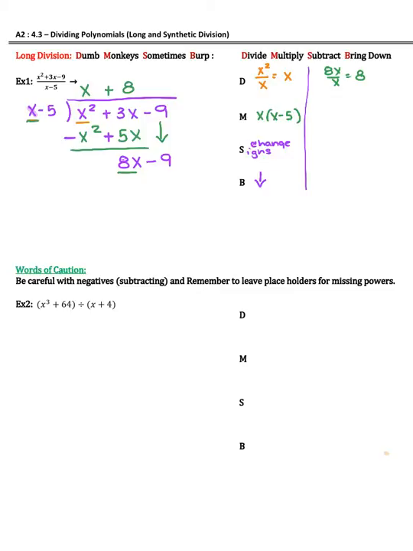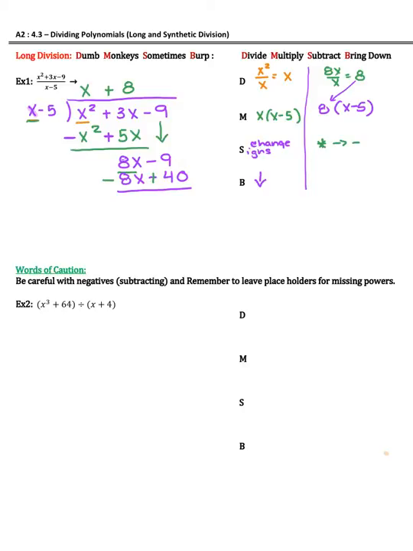Then we do our multiplication. So it's going to be 8. It's always going to be multiplying this by your original divisor. And the answer goes down here, 8x minus 40. Now we do our change signs. All right, so our addition will go to negative and negative goes to positive. So this becomes negative, that becomes positive.